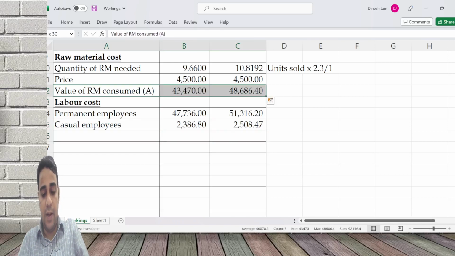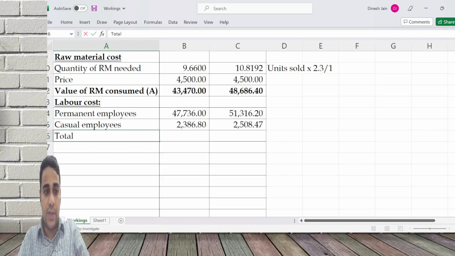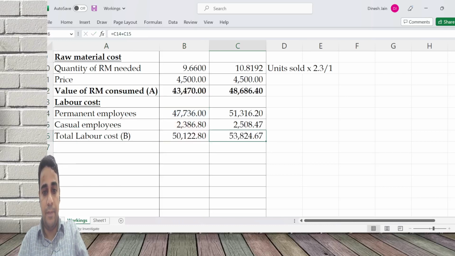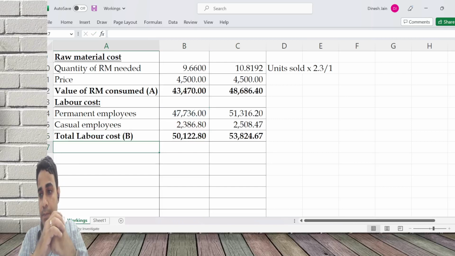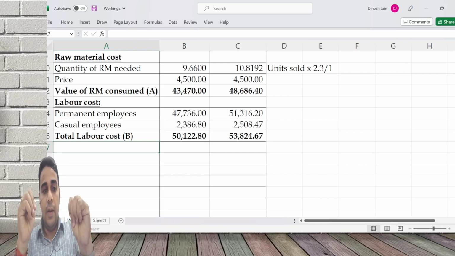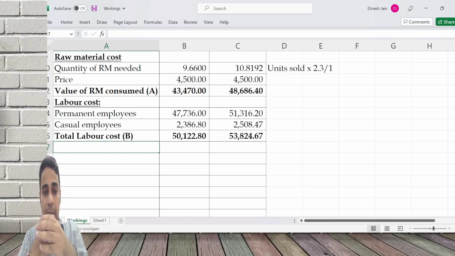So first we have done raw material cost. Labor cost is done. Total labor cost in bracket, capital B. We'll keep noting down every cost and then club them together. Capital B, labor cost.